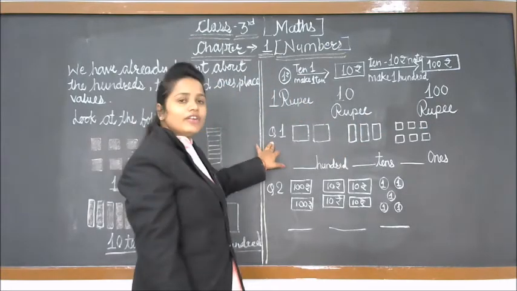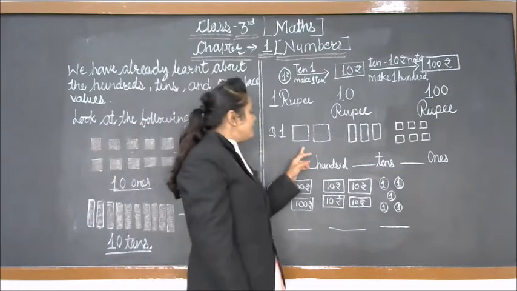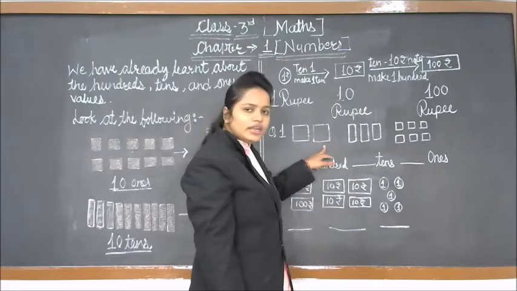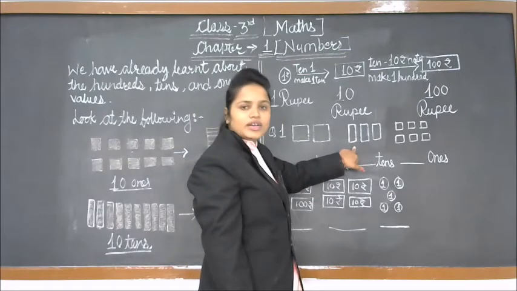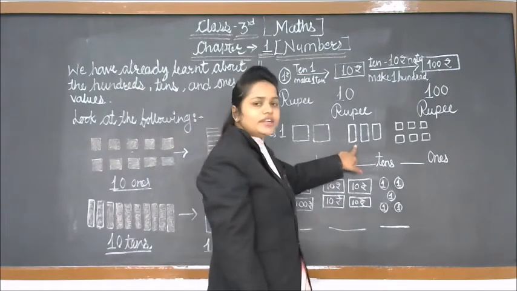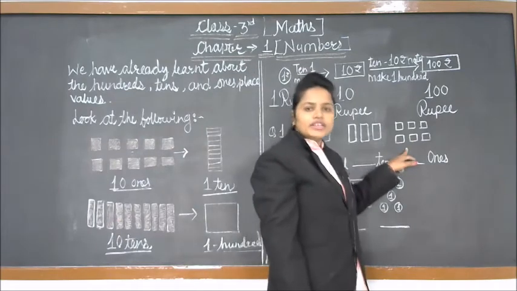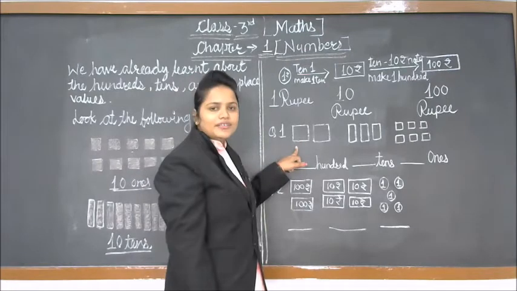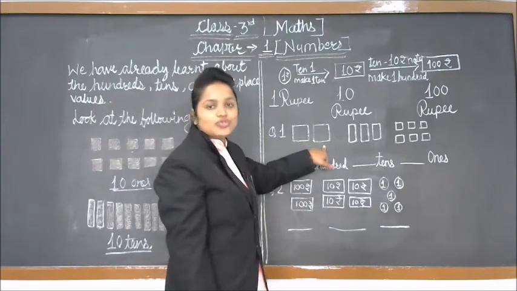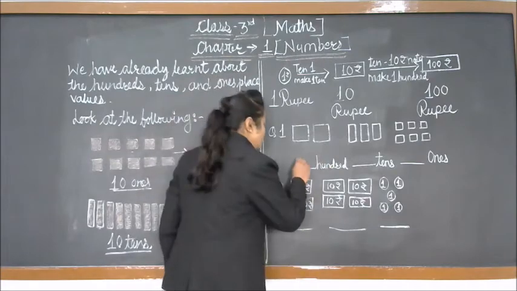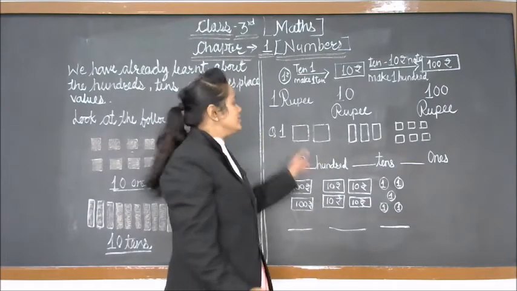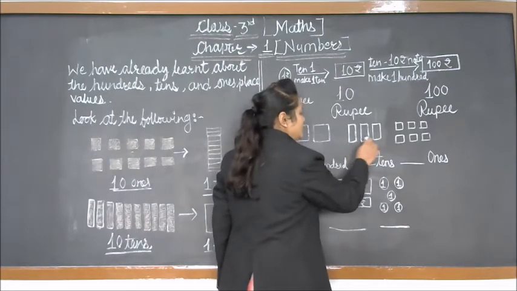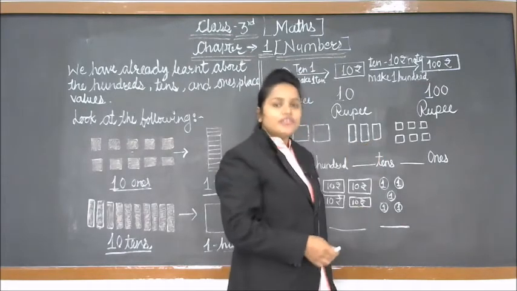So let us see our first question, students. This is 100 cubes, 100 and 200, and these are the tens and ones values. So how many tens we have and how many ones we have, we need to count. Let us count. How many hundreds do we have? 1 and 2. So what are we going to write here? 200. Okay, so how many tens do we have? Let us count. 1, 2, 3. So we have 3 tens.